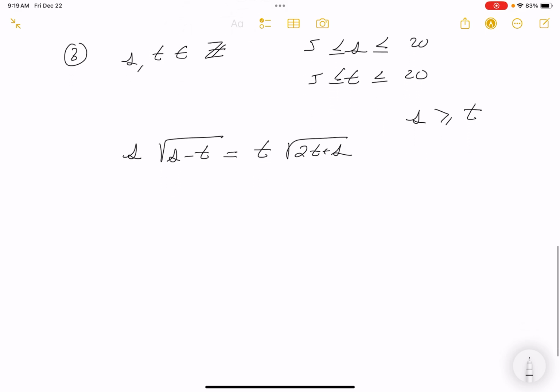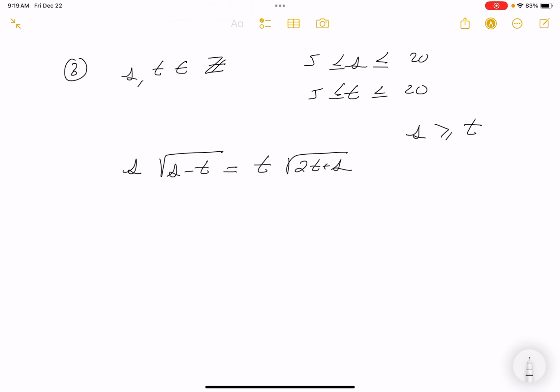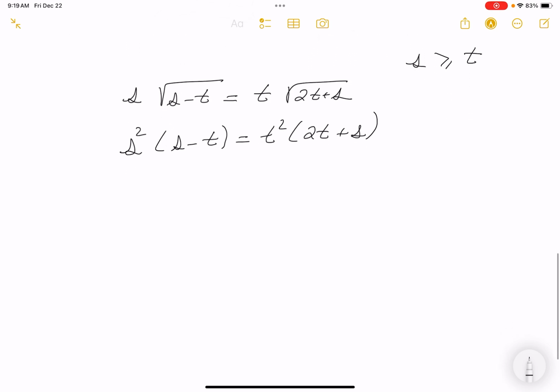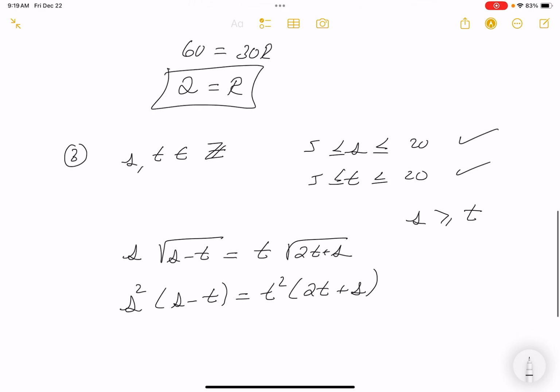All right, let me see what I can do now. And you may wonder why I know s is greater than t. I'm looking at the root of s minus t, and I know that's got to be a non-negative number. So I'm going to square both sides, and you get s squared, s minus t, that's going to be t squared, and then 2t plus s. All right, at least I got rid of the roots. Again, I have conditions that need to be met over here, and the fact that these are integers too.